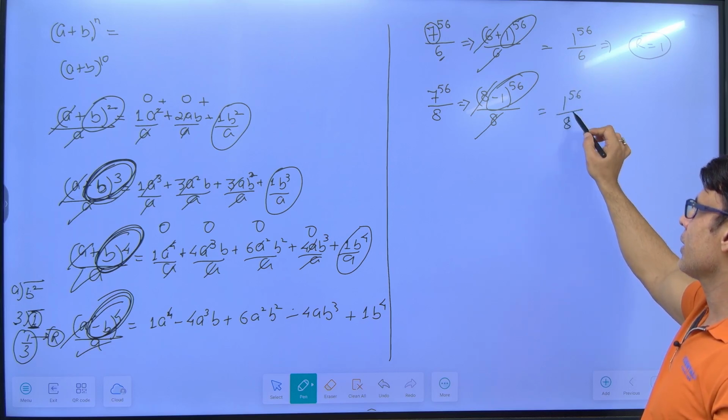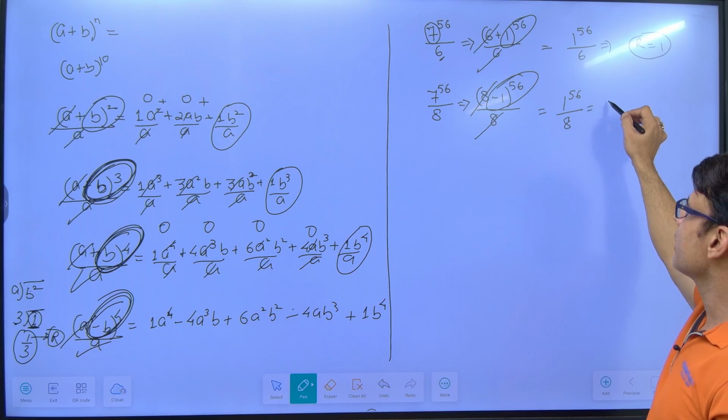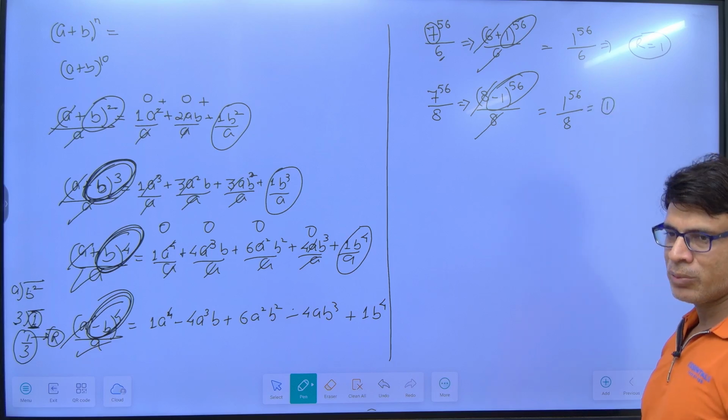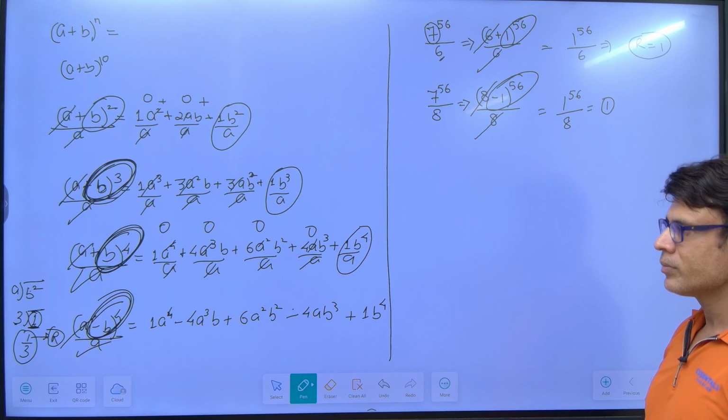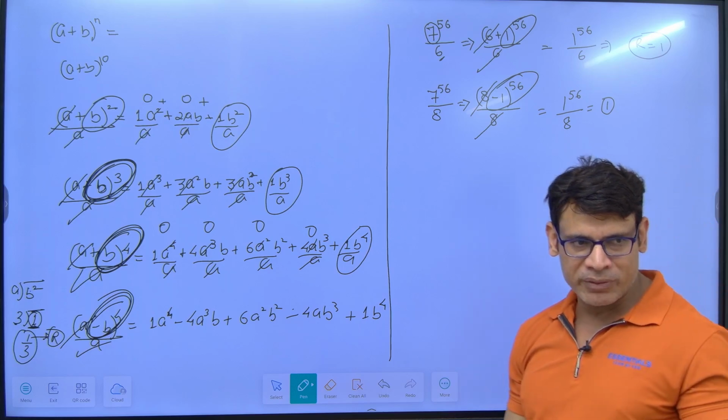So 1 raised to the power 56 should be divided by 8. 1 raised to the power 56 is 1 only. 1 divided by 8 is 1. In this case, both cases, remainder is 1. Note down this too. Then I'll tell you about negative remainder.